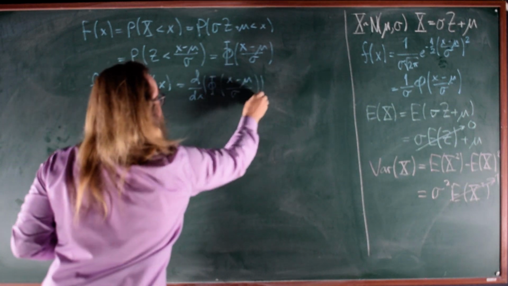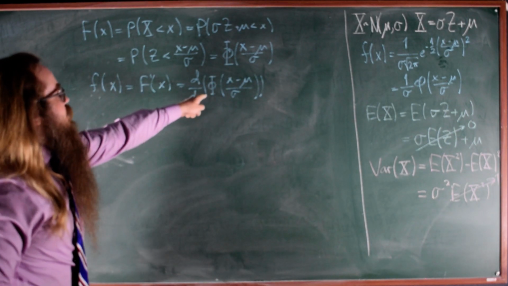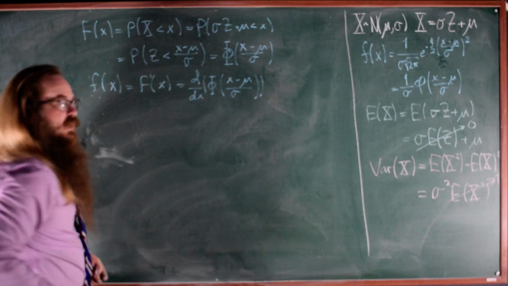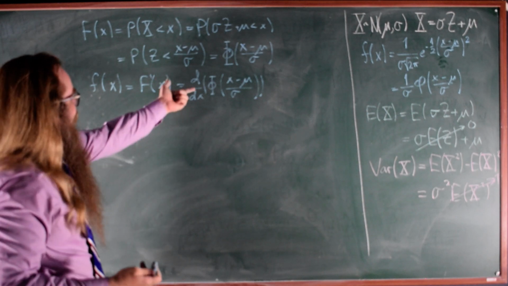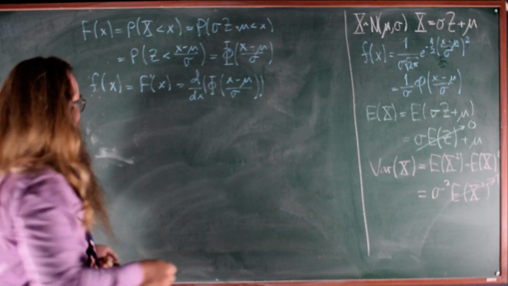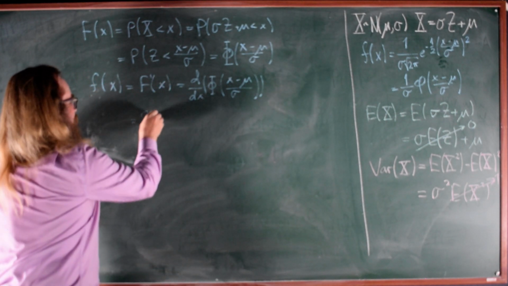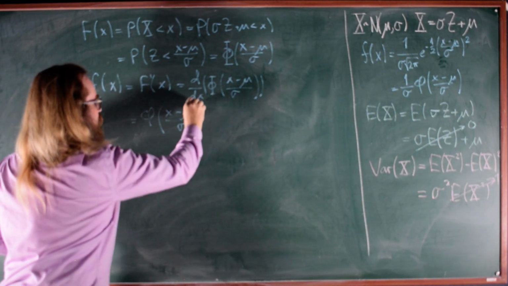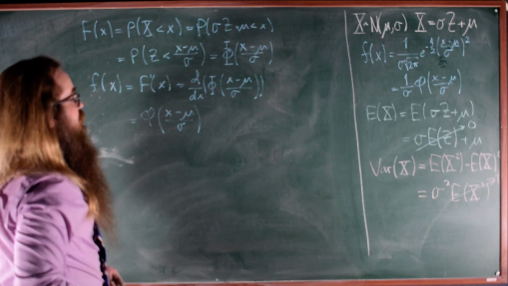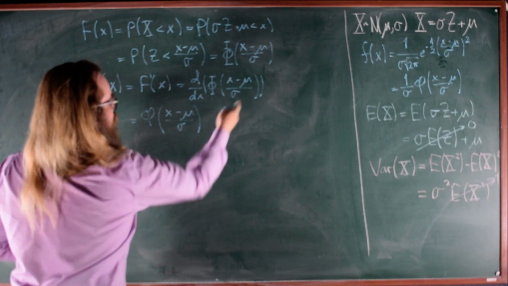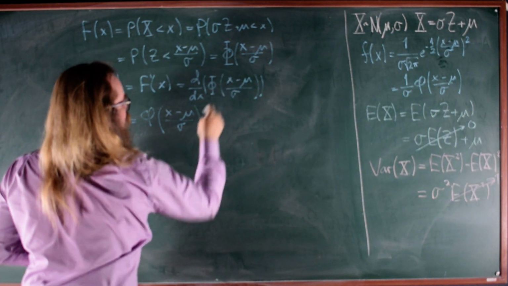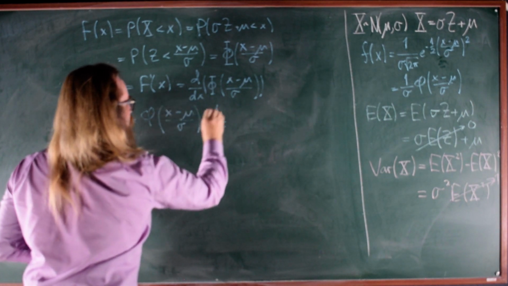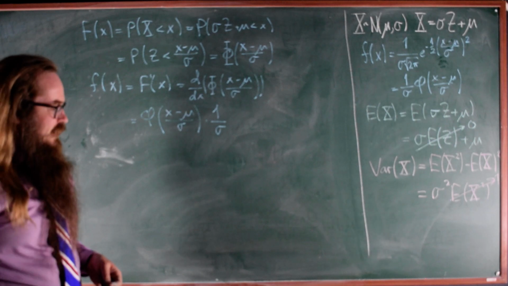Well, I have to use the chain rule here. I have to first differentiate the CDF here. But what happens when I differentiate the CDF? Well, I get the density, the PDF. So what I get here is phi of (x minus mu) over sigma. And now I have to differentiate the inner function. Well, if I differentiate this, it's just x over this. So I get 1 over sigma.